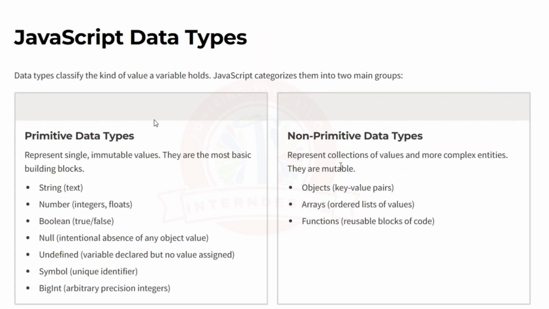So before going to JavaScript data types, what are the naming rules? Naming rules: start with letters, underscore, or dollar sign. Variables should not be keywords.